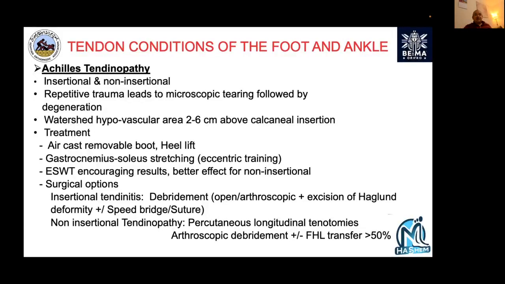If the problem is non-insertional, as I told you, surgery is not the greatest, because you have to go and do a percutaneous tenotomy or debridement, and your debridement will end up with a big gap, and this big gap in the mid-substance, the only option you have is to get the FHL to do the job for it.